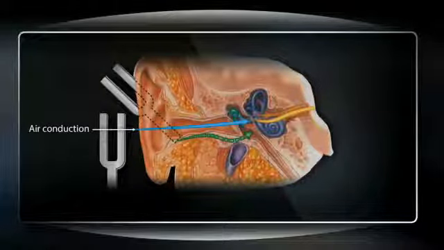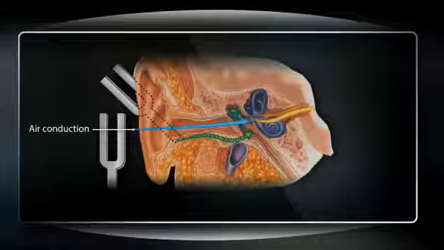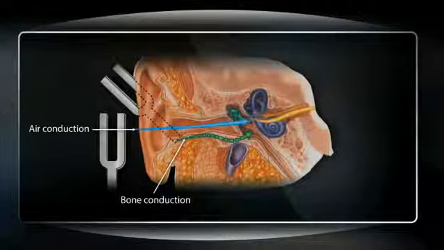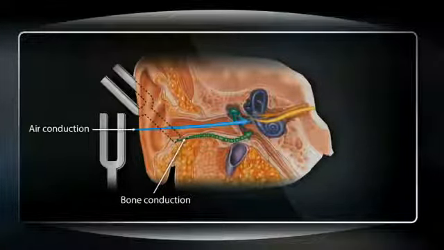Air conduction describes the normal first phase in the hearing pathway. An alternate pathway, known as bone conduction, bypasses the external and middle ear and is used for testing purposes.